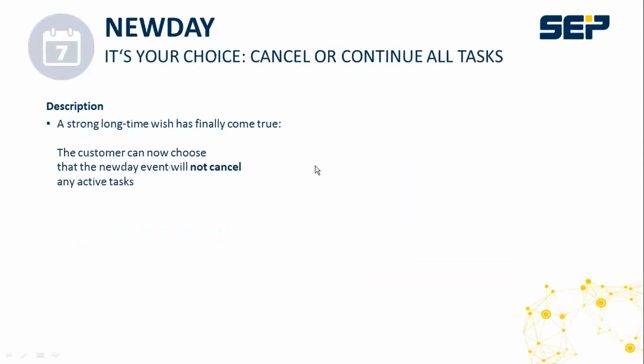The new day event. And since long, we have the requirement of our customers that the new day event shouldn't cancel all running jobs. This was how it worked from history, because in ancient times, when you had only tape backup and only drives, and sometimes the backup task got stuck, then you had to define every 24 hours that all the tasks will be cancelled, and you have to restart everything again.